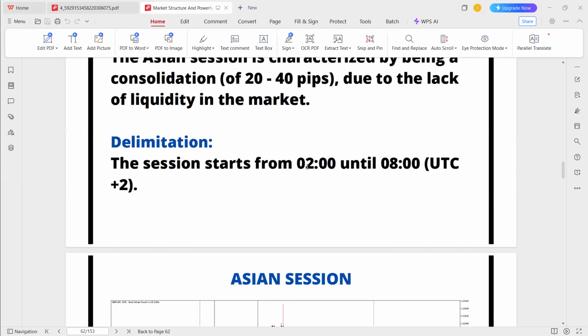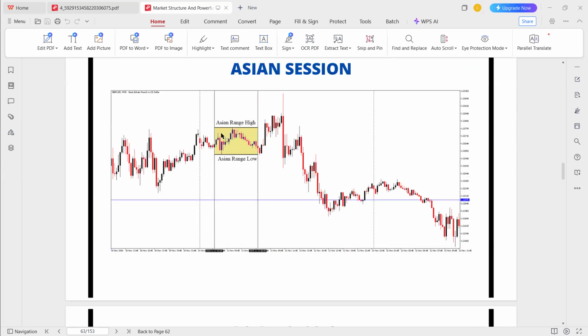Delimitation. The session starts from 2 a.m. until 8 a.m. UTC plus 2. So again, from an illustration perspective, if you just want to have a clear view of the sessions, your best time frame, just like the author is showing us, would be the 15-minute time frame, right?